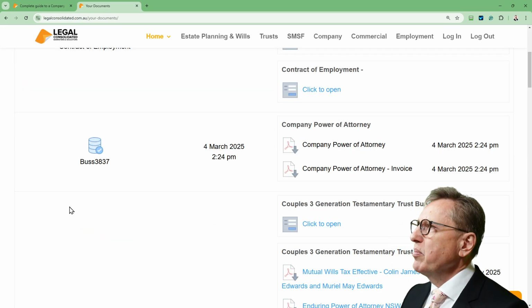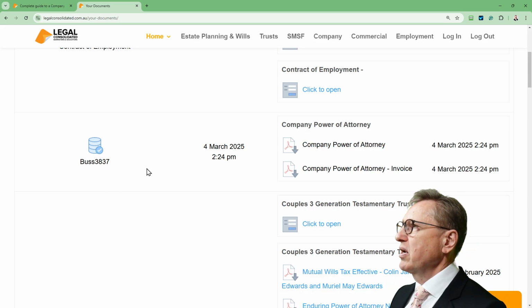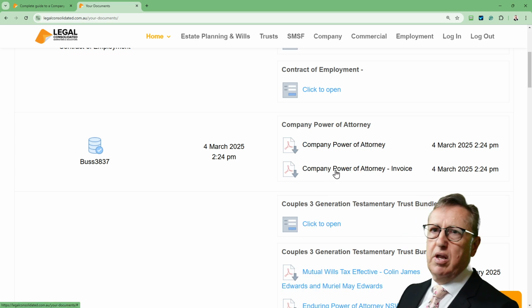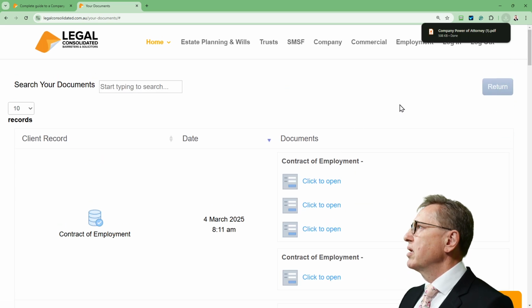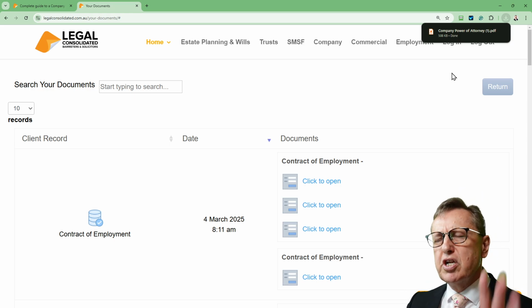So here's the document. There's my reference number. I might have 30 documents under that particular reference number. I've only got 2. One is an invoice for the use of the credit card, which is great, but I want to see the company power of attorney. It's a PDF. You cannot change this PDF.